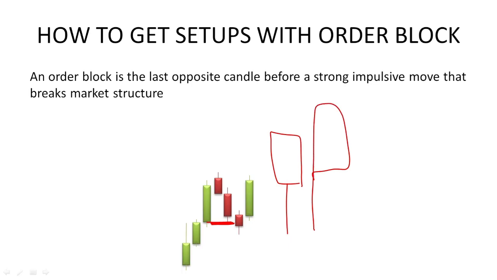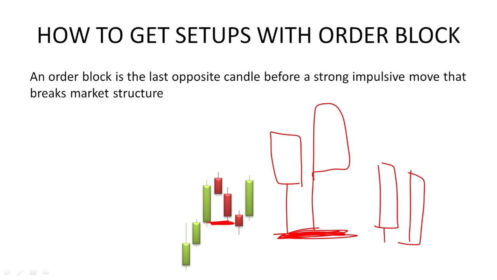Sorry, pardon my drawing. If this other block does not take this low, if it does not take it out like this, then if you observe, this is the low and it was completely taken out, it is not an order block. So the candlestick before the order block, the low of that candlestick must be taken out by the order block. That's how you know a good order block.